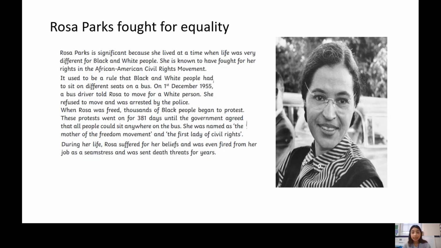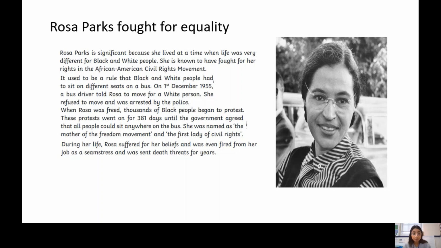Someone who is a key person in history is Rosa Parks, who fought for equality, and this person is really important as Rosa Parks lived at a time when life was very different for Black and white people, so there was racial inequality here. She is known to have fought for her rights in the African American civil rights movement. It used to be the rule that Black and white people had to sit on different sides of the bus. So you'd have white people sitting at the front of the bus and Black people at the back of the bus.